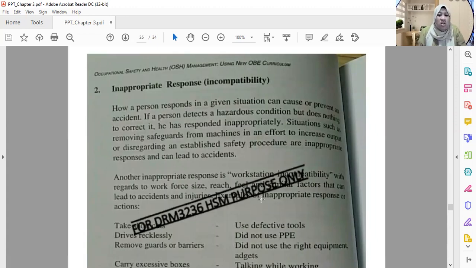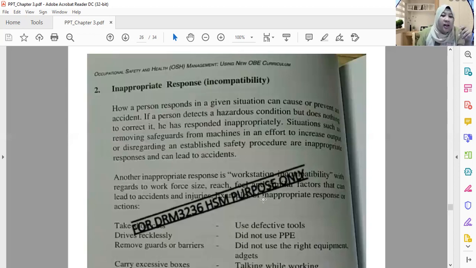How a person responds in a given situation can cause or prevent an accident. So if the person does detect some hazardous conditions, but does nothing to correct it, like the status quo, he has responded inappropriately. Situations such as removing a safeguard from a machine in an effort to increase output, or disregarding established safety procedures, are inappropriate responses and can lead to accidents, because you don't even have accountability and responsibility to follow the rules.